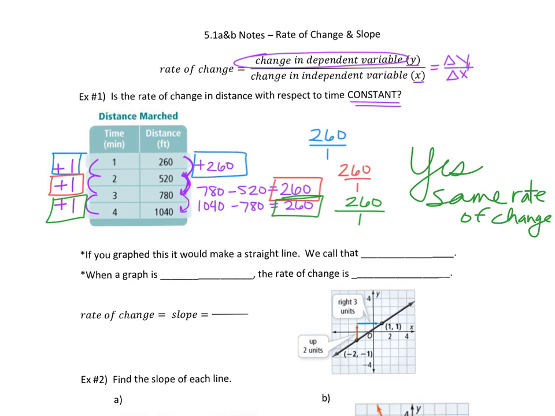Okay, if you were to graph this setup, it would make a straight line. Do you remember what we call that? We say it is linear. Because it makes a straight line, it is linear. And when a graph is linear, the rate of change is constant. It means you are going up and over, up and over, up and over by the same amount, or down and over, down and over, down and over by the same amount every time. Okay?